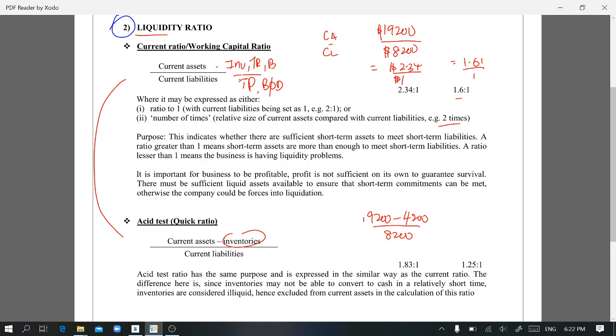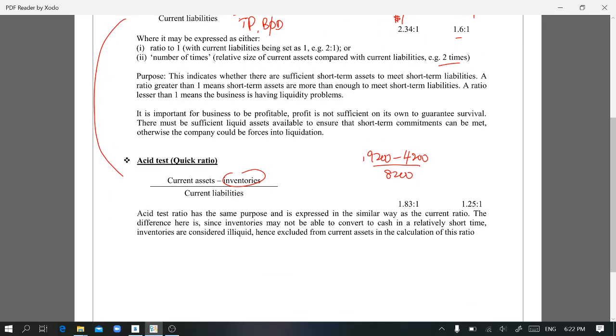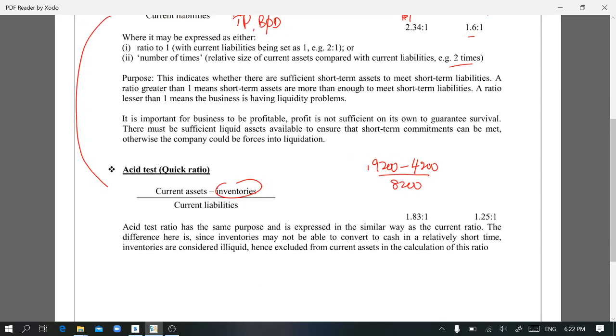So it's 1.83, 1.25. Ideally it should be 1 to 1. So over here is 1.83 to 1. So you have taken out the inventory. We are left with trade receivable, bank.